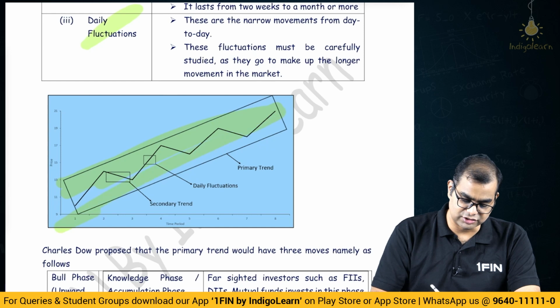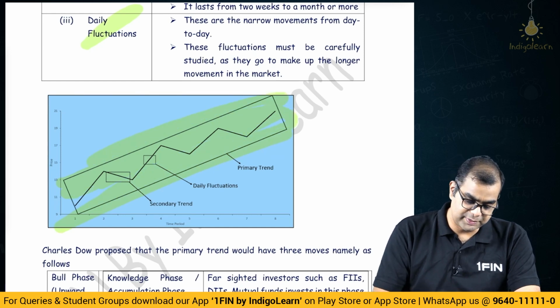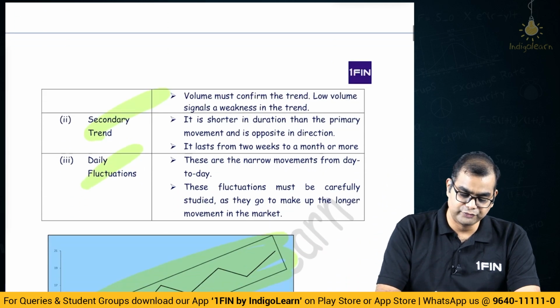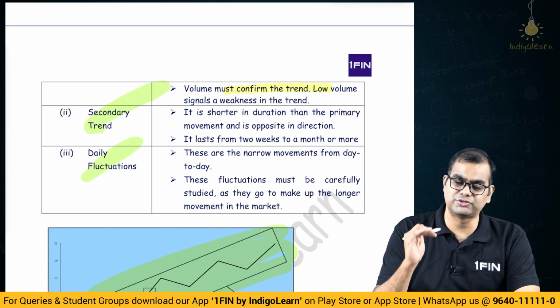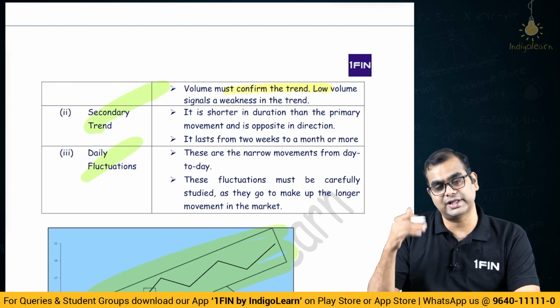This whole big box is called the primary trend. This primary trend lasts for 1 year to 36 months, commonly known as bull or bear if it is upward or downward. And volumes must confirm the trend. Low volume signals a weakness in the trend. So, if volumes are good and the direction is up, then it is a bull trend. If volumes are good and the direction is downward, then it is a bearish trend.